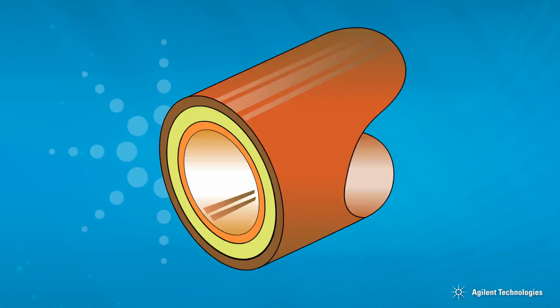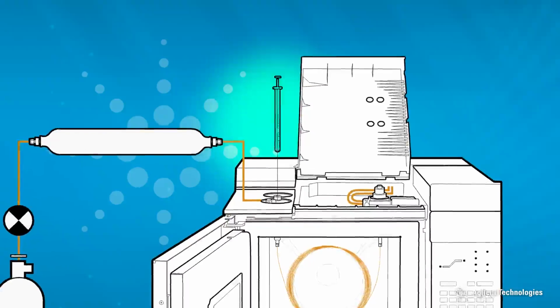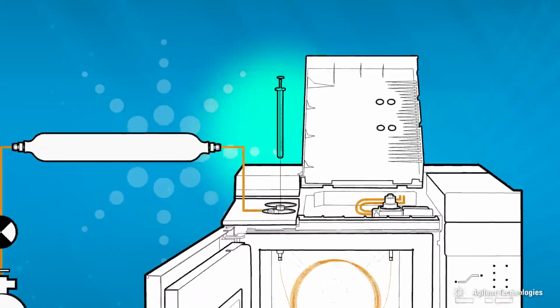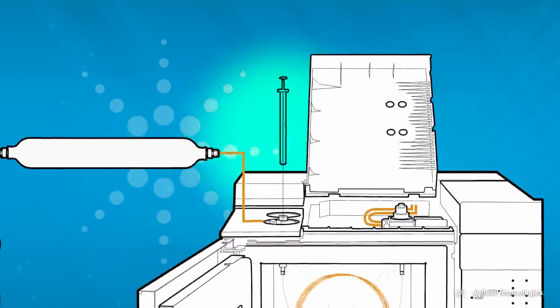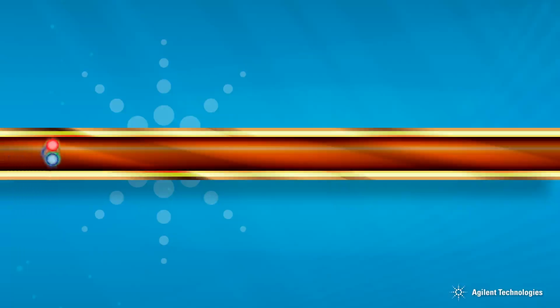The GC column is where sample separation takes place in the stationary phase. The stationary phase is usually a very high molecular weight liquid. It is very viscous, almost a solid at room temperature. The sample is injected into the GC injection port and vaporized at a high temperature. It is then carried through the column by the carrier gas, which is also called the mobile phase. The flow rate of the carrier gas is very accurately controlled by the pressure in the injection port.